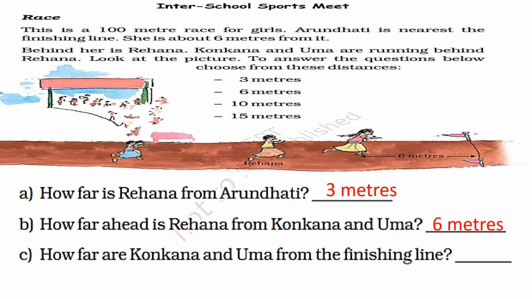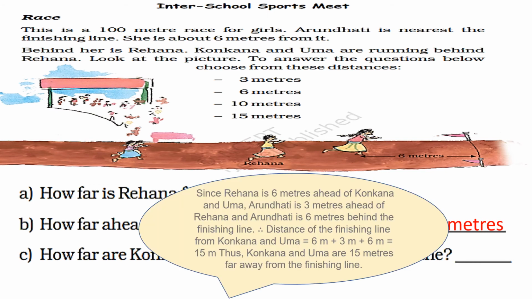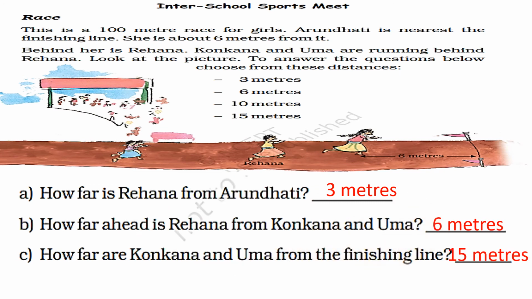How far are Konkana and Uma from the finishing line? So children, here we have seen that Arundhati is 6 meters from the finishing line. Rehana is 3 meters from Arundhati and Konkana and Uma are 6 meters. So we will need to add them. When we add 6 meters, 3 meters and 6 meters, we will get 15 meters. Thus, Konkana and Uma are 15 meters far away from the finishing line.